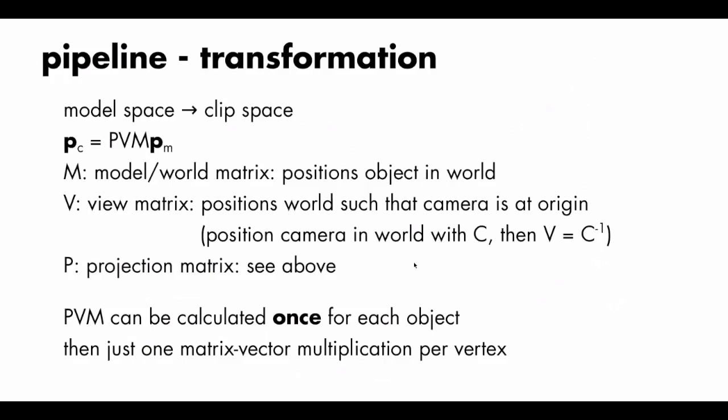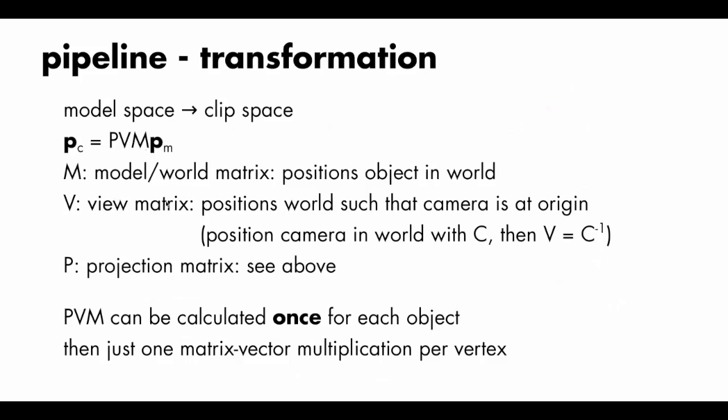And our goal is to send our vertices from model space to clip space. Model space is the space where all coordinates are relative to the model, more or less the center of the model, you could say. And clip space is such that the camera is at the origin and looking in the z direction. We do that by multiplying our points with 3 matrices.